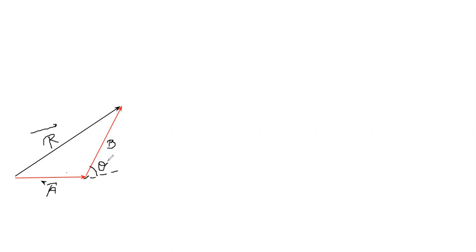Now we complete the triangle by drawing a perpendicular. This is point P. Let us take an example. This is point Q, this is point R, and this is point S. So in triangle PQR, we write sine theta.